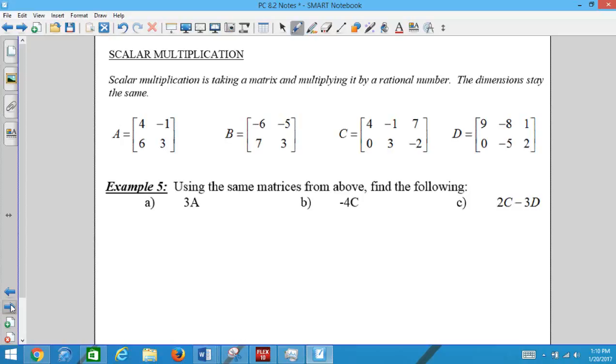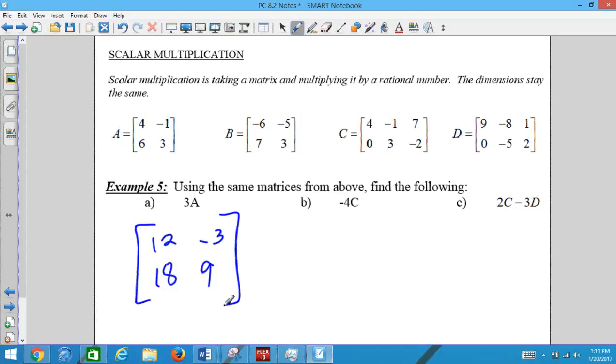We did vectors at a very unfortunate time, which I know you didn't have a lot of time to remember, but we did them, where we had scalar, where you took a number and you multiplied the vector by the number. It's the same thing. You take this number and you basically distribute it to A. So you get 12, negative 3, 18, 9. That is scalar multiplication. Can you answer B and C?